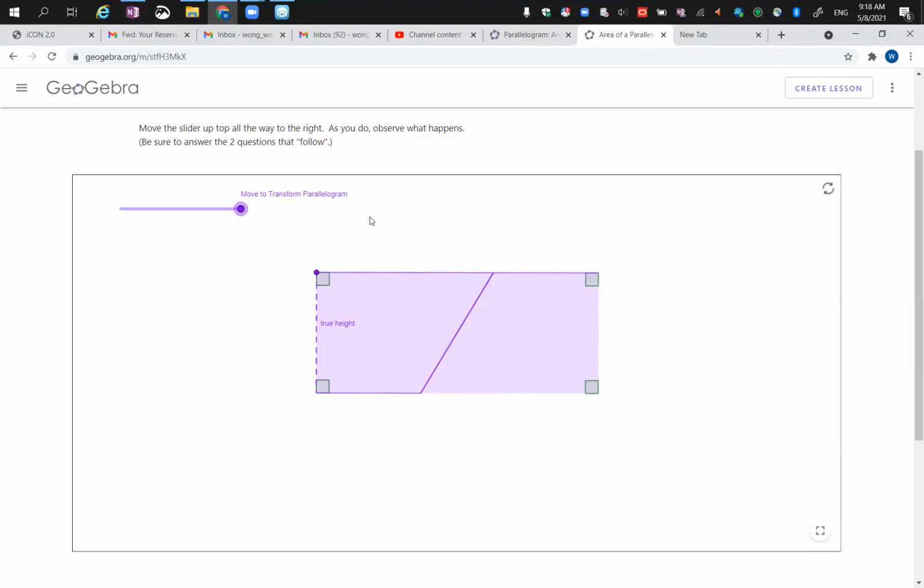The dotted line is a special line. It is what gives us the rectangle. It is the line that is 90 degrees from the base. So I'll move it back. You still see the dotted line, you still see the slanted line.